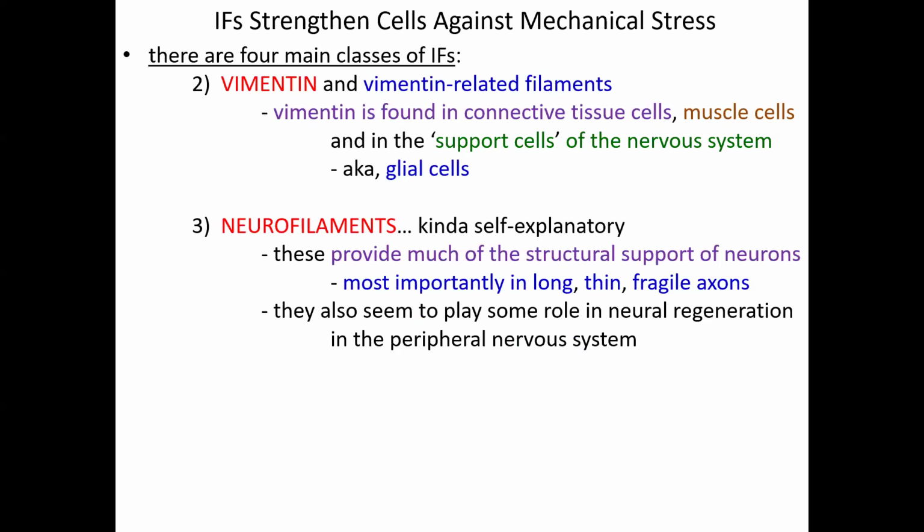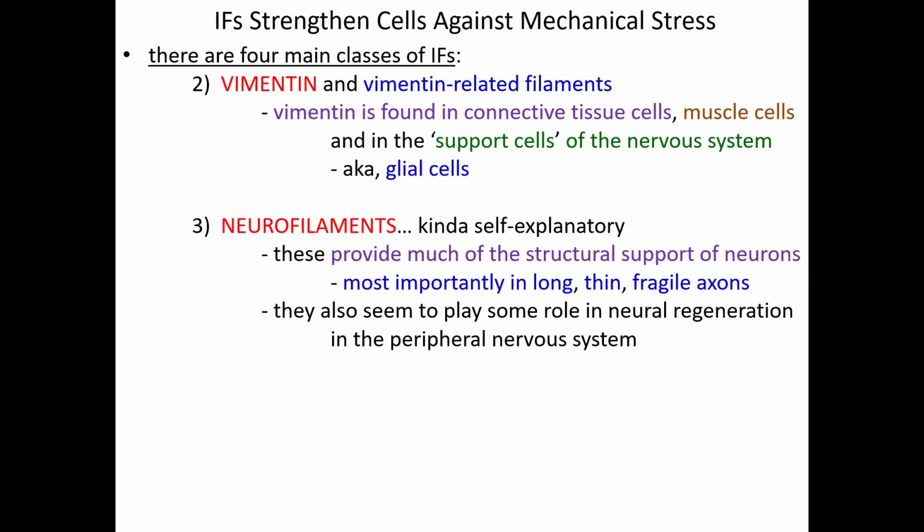Species of animals that can regenerate severed nerves, especially species of animals where you can sever a limb and the limb will regenerate, have very different neurofilaments, which has led a lot of researchers to wonder if the neurofilaments that we have is one of the limiting factors as to why our peripheral nervous system can't regenerate that efficiently and why our central nervous system can't regenerate at all.